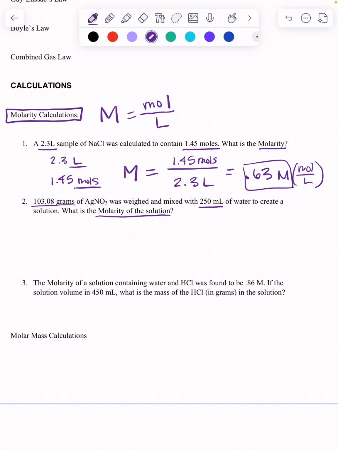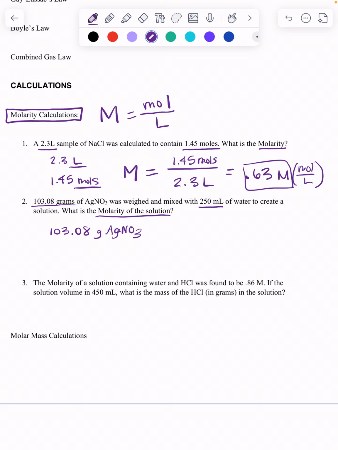The first thing I'm looking at here is that they're giving it to me in grams. They're giving me grams of a compound. And to go from grams to moles, I need to use my molar mass, right? And in a previous video, we went over how to come up with molar mass. But in this case, I really don't want to do all of that work. So I'm going to do it off screen real quick, right?